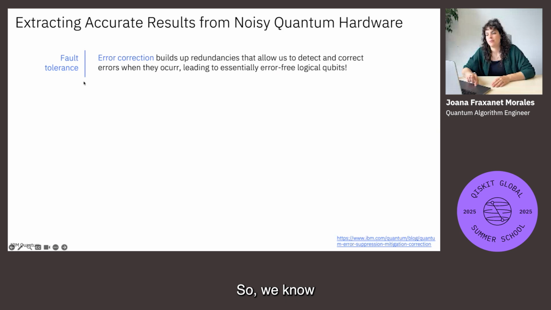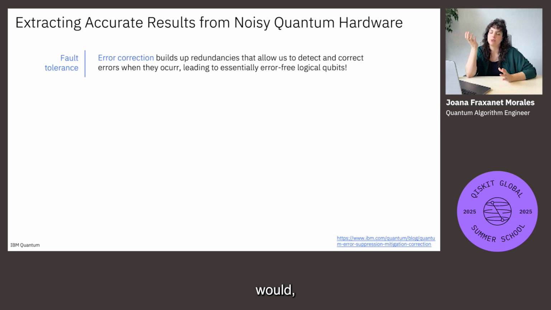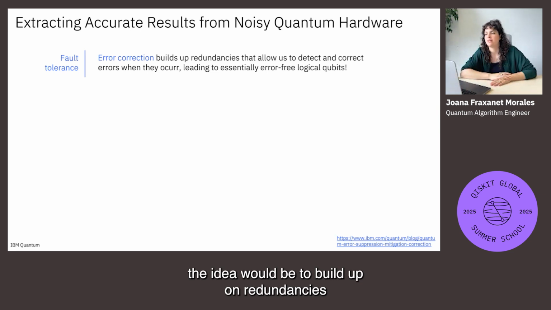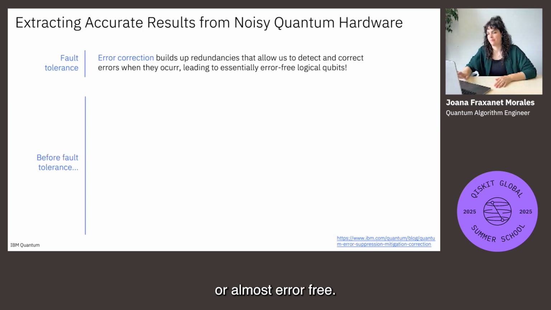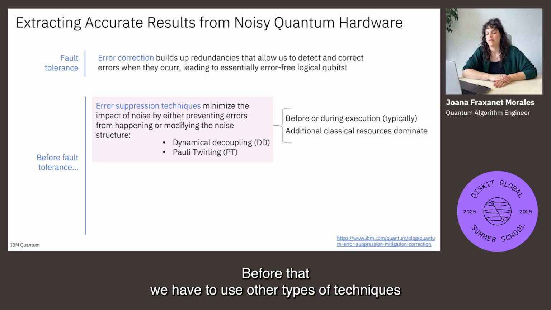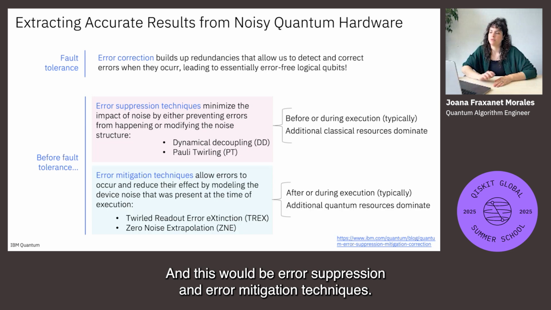So we know that we don't have error correction available yet. The idea of error correction would be to build up on redundancies that allow us to detect errors when they occur. Then we would be working with logical qubits that are essentially or almost error-free. Before that, we have to use other types of techniques to deal with noise. And this would be error suppression and error mitigation techniques.